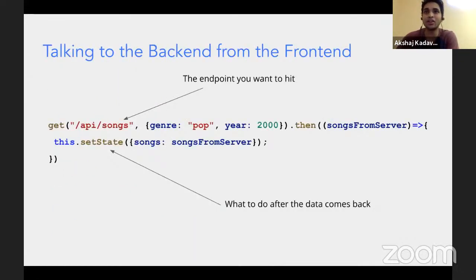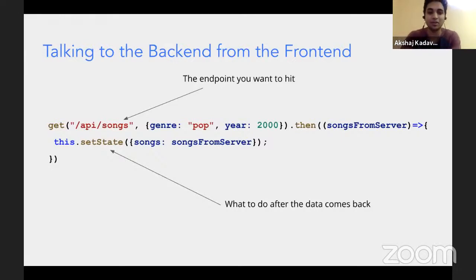Okay, so now we are going to figure out how to talk to the backend from the front end. This is important because the front end and the back end are two separate things in the code. React is the front end, the API.js is the back end, and you need some way to communicate. And the way we do that is through get and post requests.